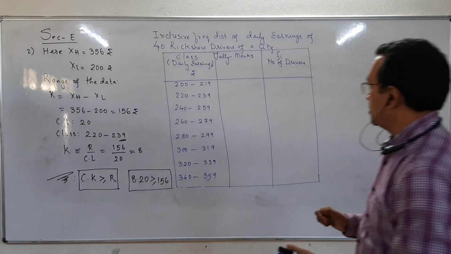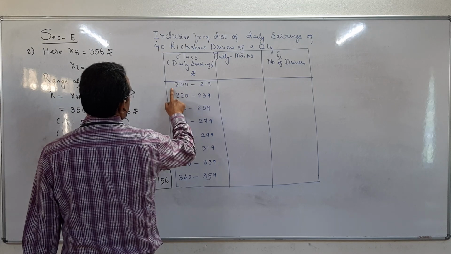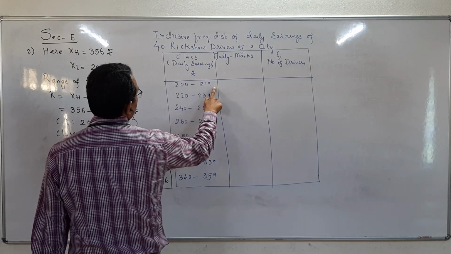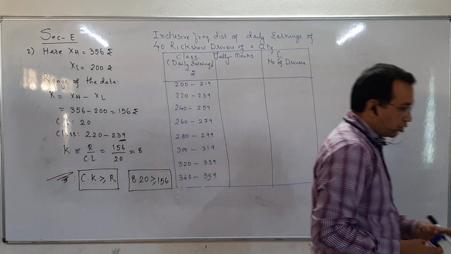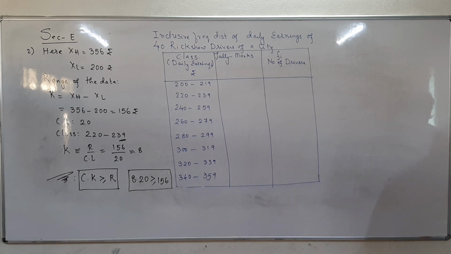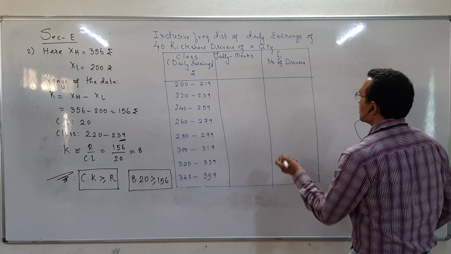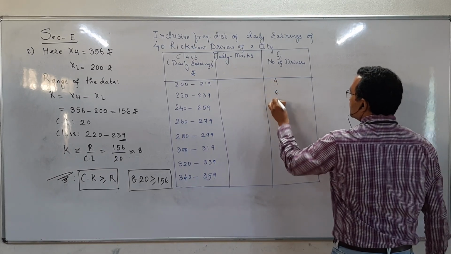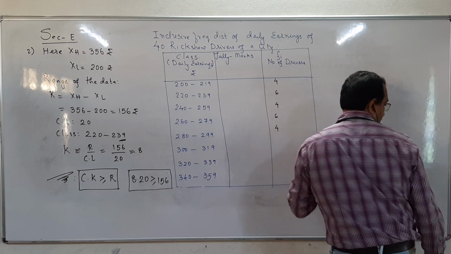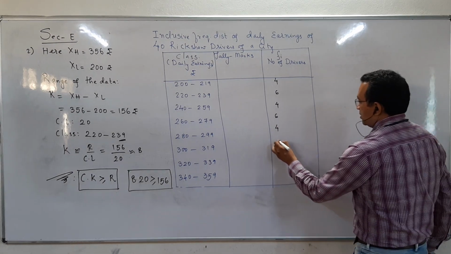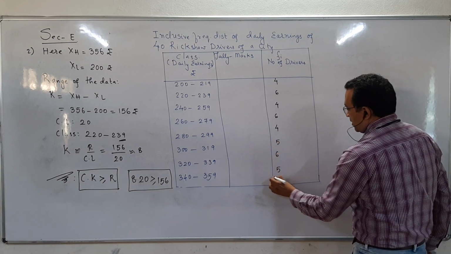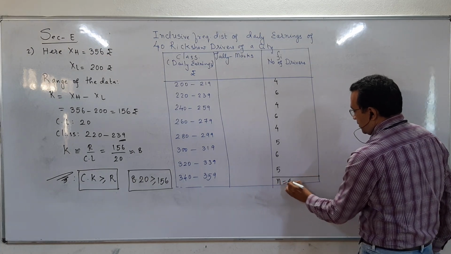Students, this is inclusive. So if I find boundary points, here it will be 199.5 to 219.5. So if you check, the class length will be 20. Okay students, tally marks I have already done. Let us go to the corresponding frequencies: 4, 6, 4, 6, 4, then 5, 6, 5, 5, 6, 5. So if I total this, then n will be 40.